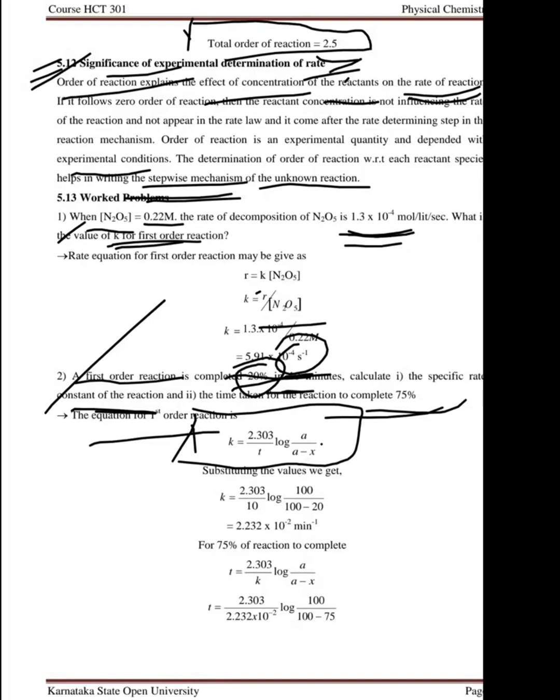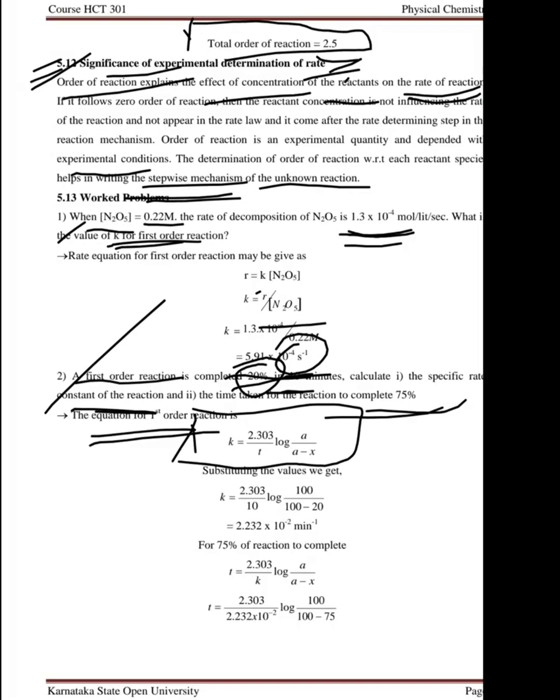So we are going to take it as 20. After calculating, we will get 2.232 × 10^-2 per minute. For completion of 75% of the reaction, here we are going to put 2.303 divided by k, log a divided by a minus x, as for a first order reaction.